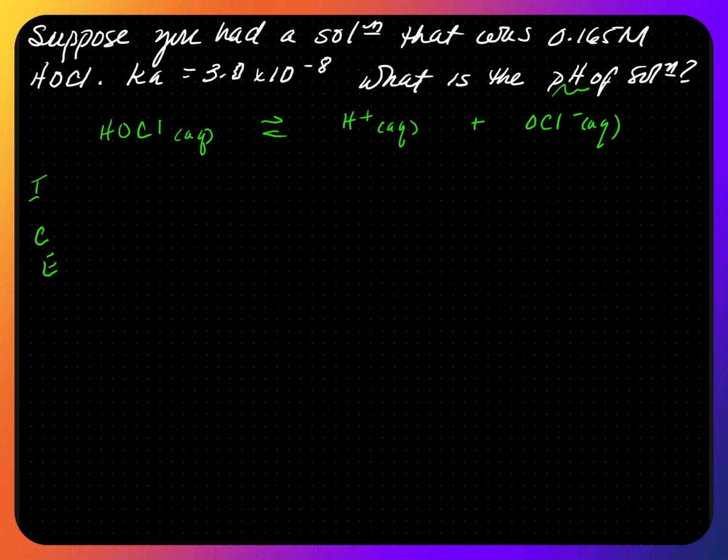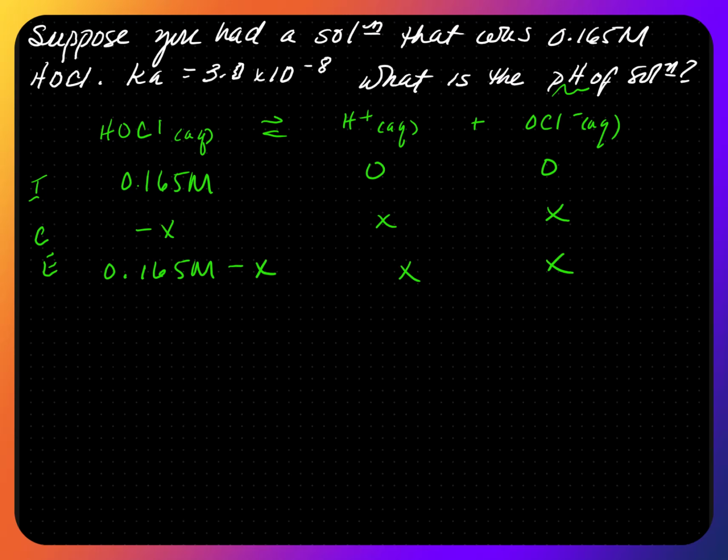The initial concentration of HOCl is given as 0.165 molar. H+ and OCl- are 0. These are all 1 to 1 to 1, so this is going to be minus x, plus x, plus x. To find equilibrium, we have to add the I and C together. So 0.165 molar minus x, x, x.